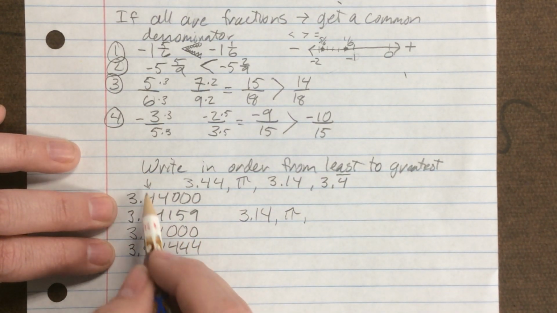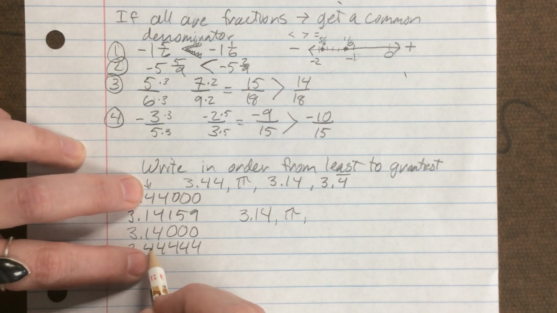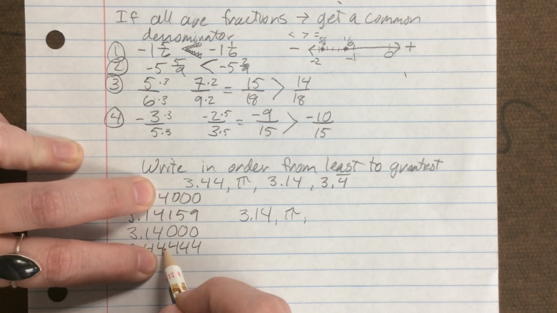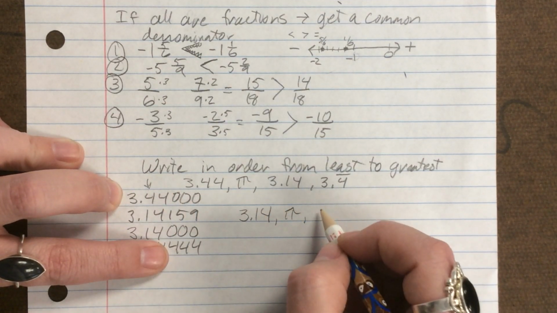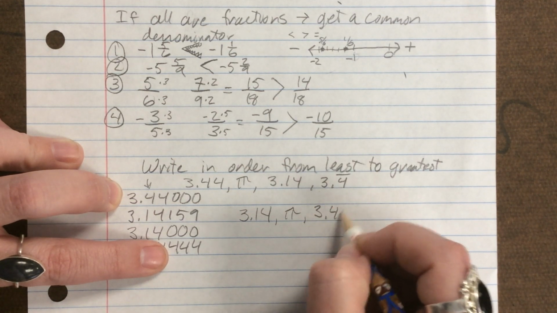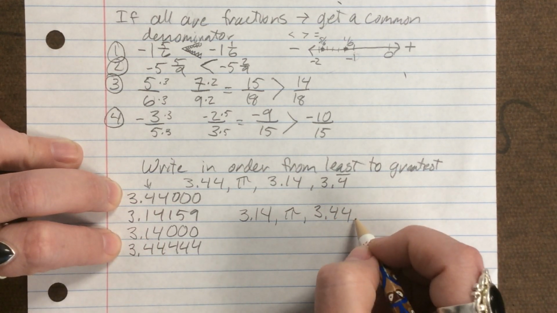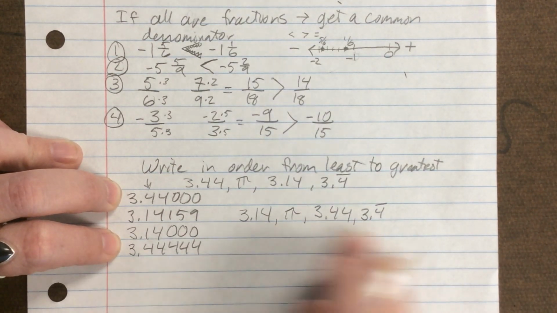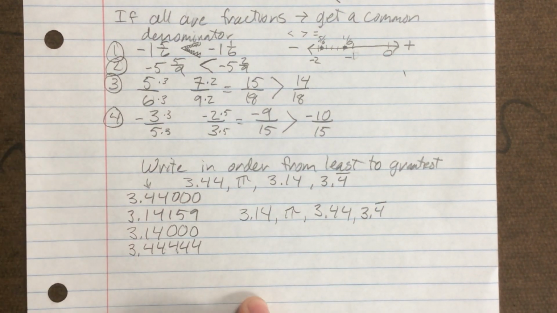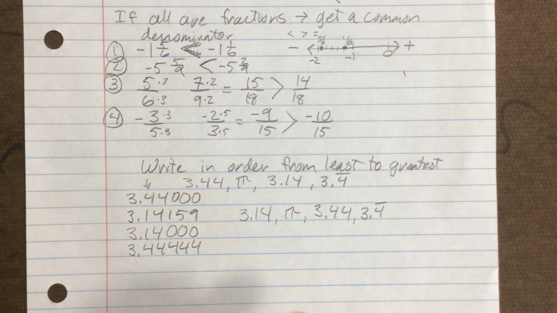Now we're going to look at the ones with 4s in the tenths place, and then they have 4s in the hundredths place. And here's our first difference. Okay, so 0 is less than 4, so our plain 3.44 is slightly smaller than 3.4 repeating. Okay, and there you go. That's them written in order.